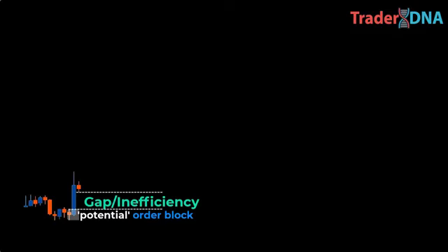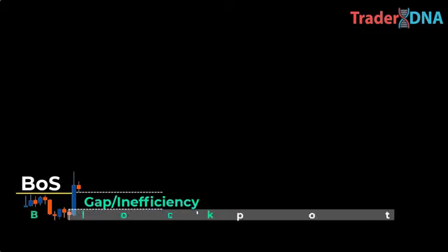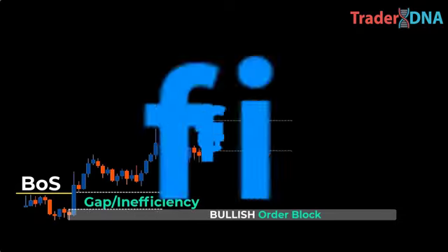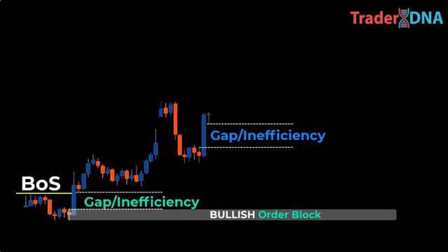Once the price finally breaks above the previous high, creating a break of structure, we can then draw our order block on the first candle before the inefficiency. Similarly, we see another significant upward move with inefficiency, followed by a break of structure when the price forms higher highs, which confirms another valid order block we can draw.